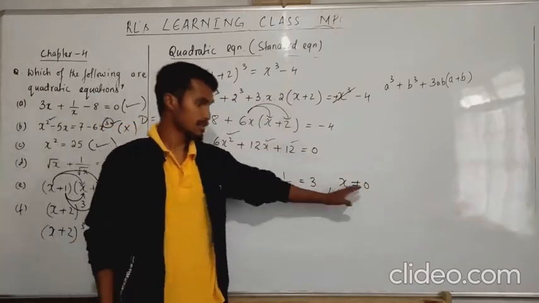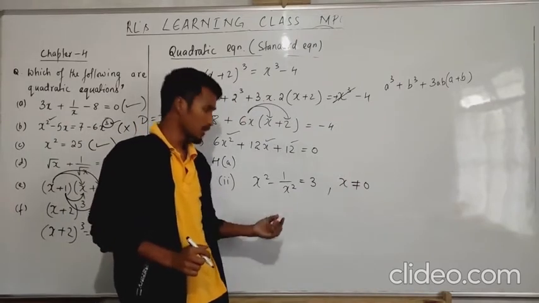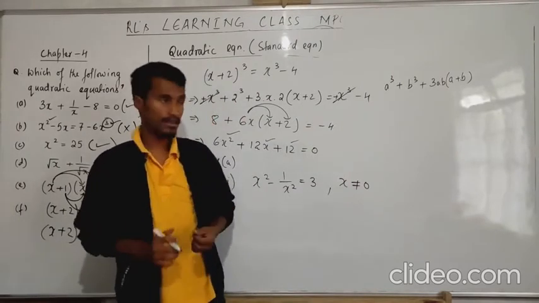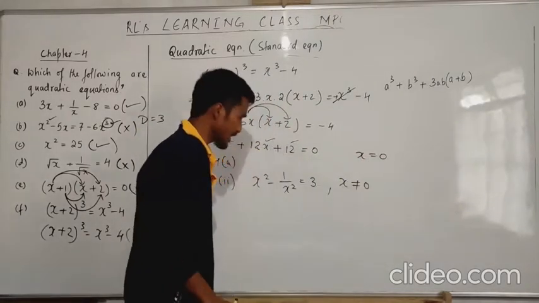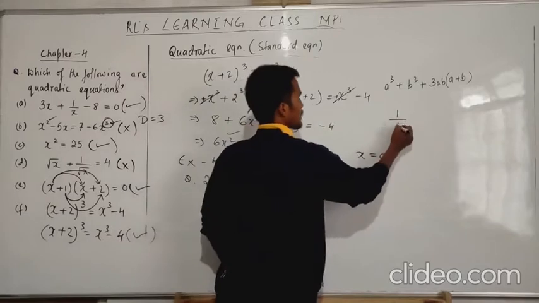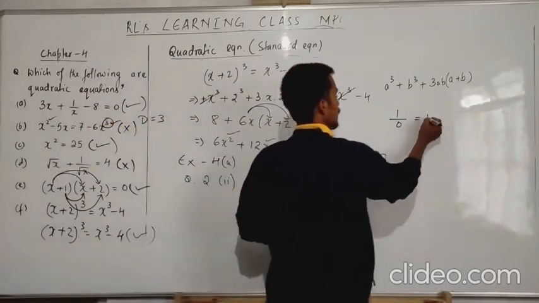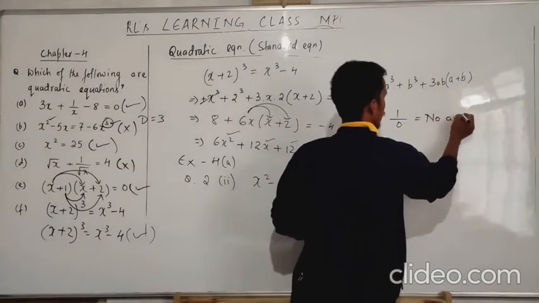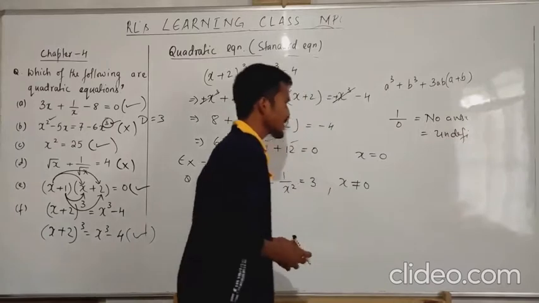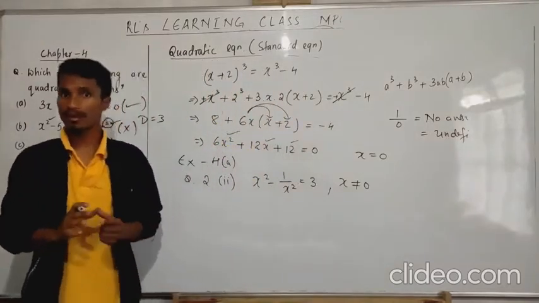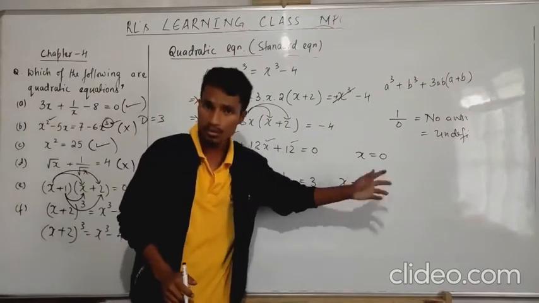What is the meaning of this? Because if I put x equal to 0 here, then we get 1 divided by 0. What's the answer? There will be no answer, or undefined. Undefined means it is not known what the answer is. That's why x should not equal 0.